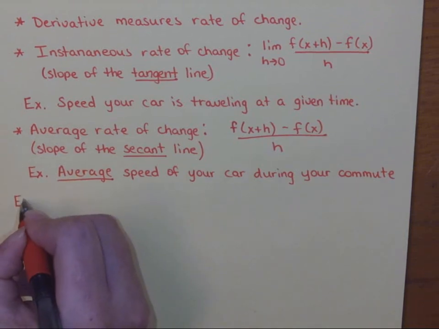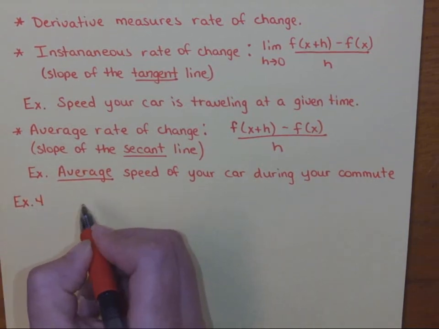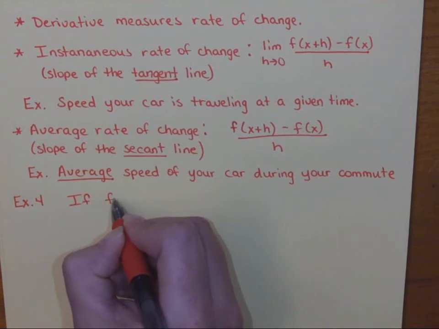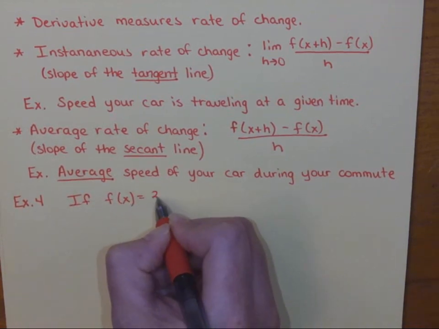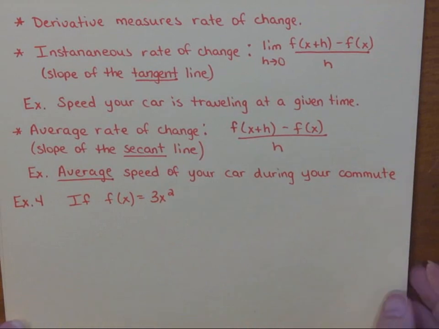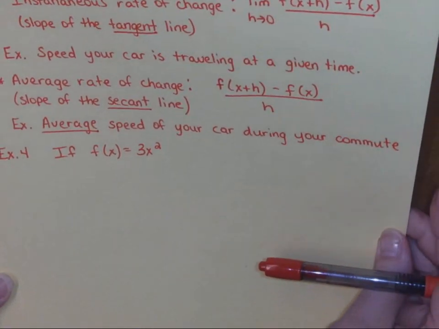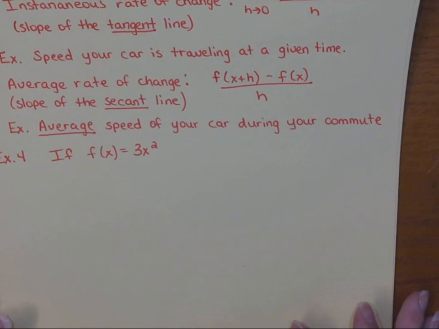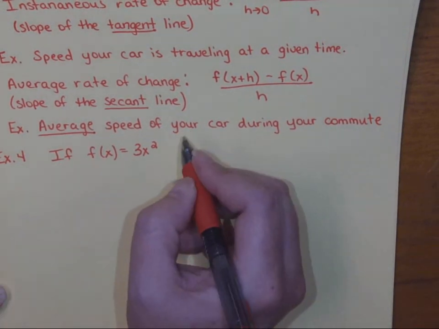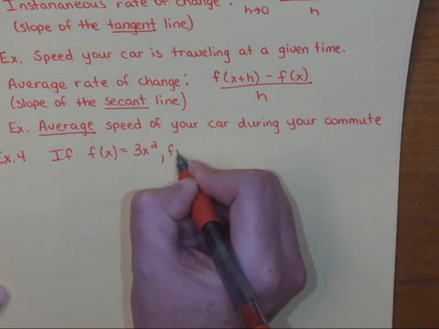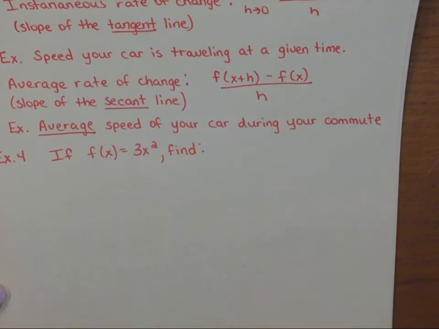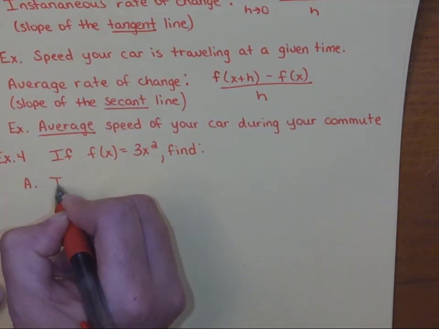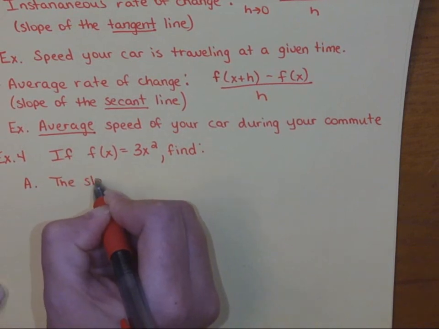So often these average rate of change problems look a little uglier than they should. So we're going to try to just break down what it's asking for. We're going to look at a couple. One just straight up average rate of change problem, and then maybe another one where we use some application. So if f of x equals 3x squared, I want you to find the following. So we're just going to go through a couple of things. The first thing would be the slope of the secant.